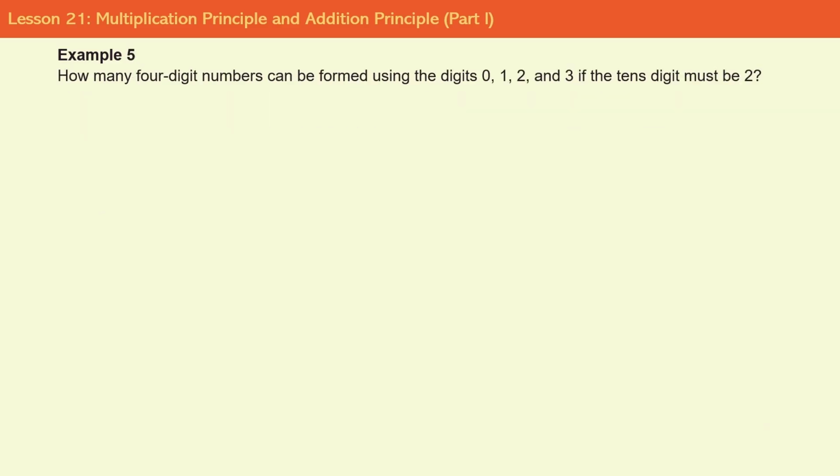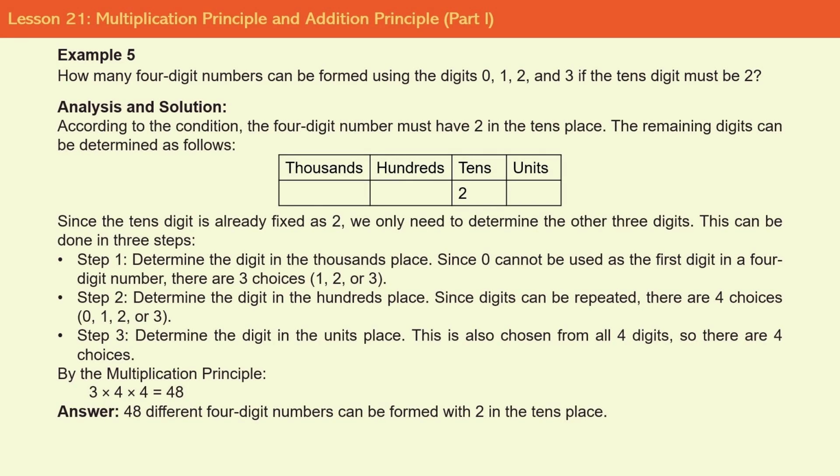Example 5. How many 4-digit numbers can be formed using the digits 0, 1, 2, and 3 if the tens digit must be 2? According to the condition, the 4-digit number must have 2 in the tens place. The remaining digits can be determined as follows. Since the tens digit is already fixed as 2, we only need to determine the other 3 digits.